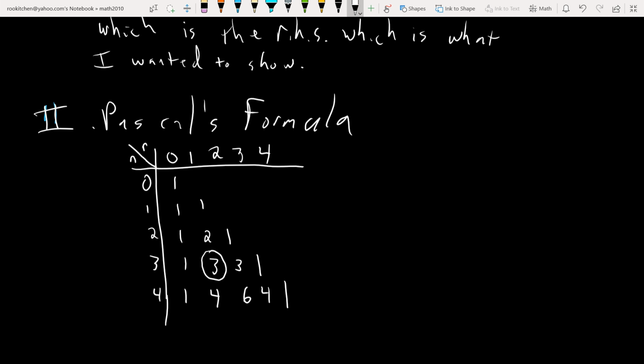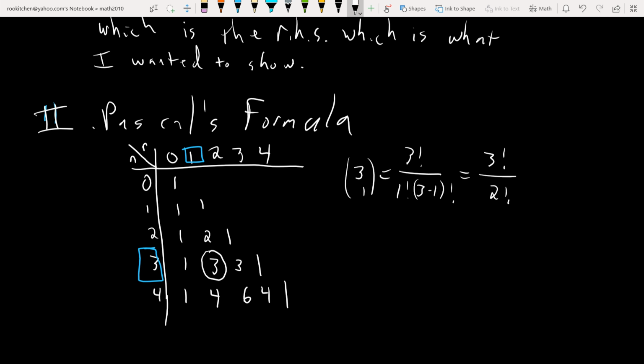So this 3 right here is the result of doing 3 choose 1. If you look at that, 3 choose 1 is 3 factorial over 1 factorial times 3 minus 1 factorial, which of course is 3 factorial over 2 factorial, which turns out to just be 3. So you can also get all of these numbers from Pascal's triangle, not just by doing the ones along the side and then adding up the top to get the bottom. You can use the nCr formula to produce all these numbers in this chart.